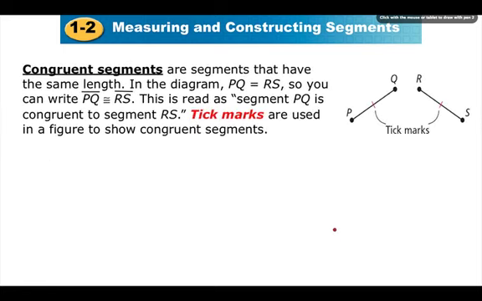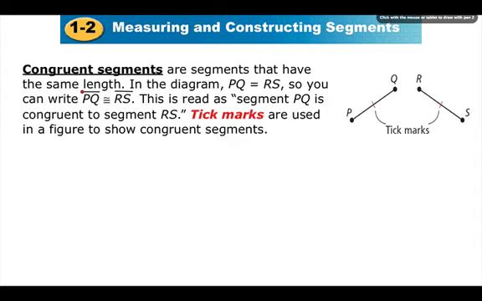Let me read this to you. Congruent segments are segments that have the same length. In the diagram, PQ is equal to RS. Talking about this picture here. So you can write PQ congruent. This little symbol means congruent. Right here.